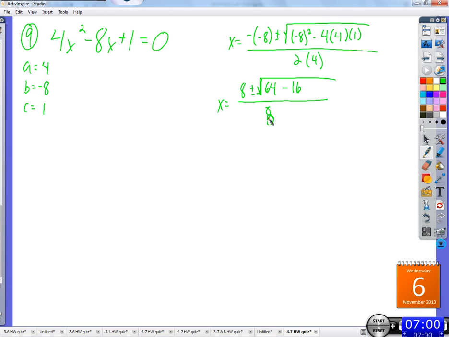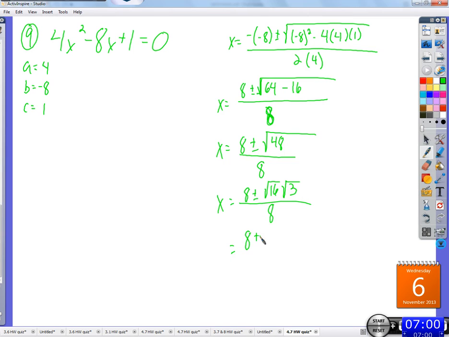2 times 4 is 8. 8 plus or minus the square root of 64 minus 16, 48, over 8. X equals 8 plus or minus. Maybe we can simplify 48. Yeah. 16 times 3. 16, a big square number, right? Now we could do 4, and then we would do it again because there would be another factor of 4 left in there and in this other number. So 8 plus or minus 4 root 3 over 8.